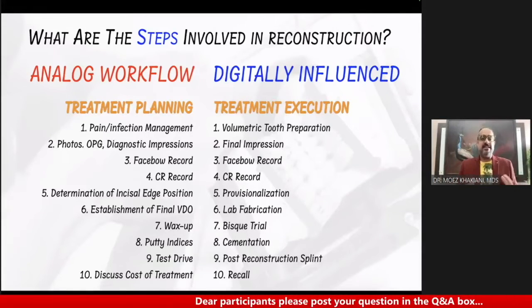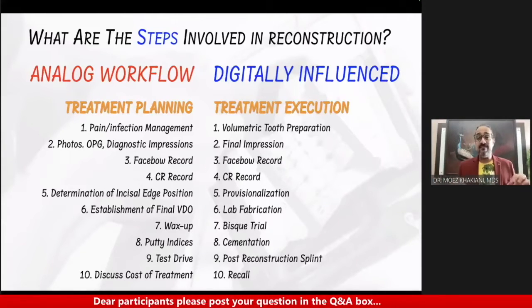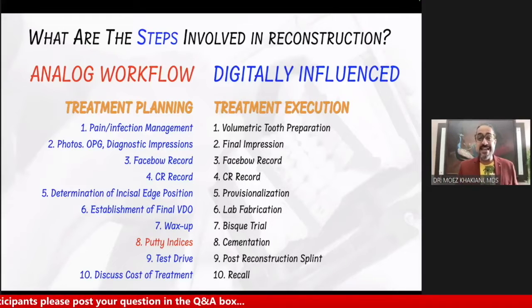Now we have listed these 20 steps. Where does digitalization come into all of this? If you look at these 20 steps right now, they're all in a black font. Whatever changes into a blue font is digitally influenced. So here's the magic. From the treatment planning phase, accepting the step of actually making a putty index, because the computer cannot do that for us, every other step is digitally influenced.